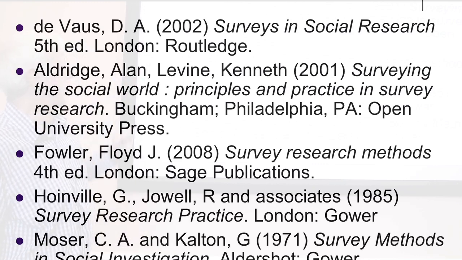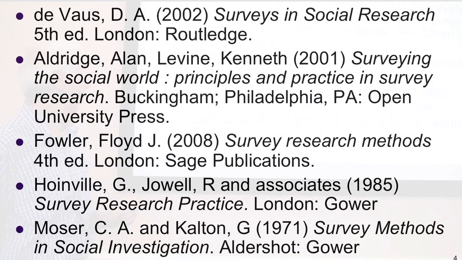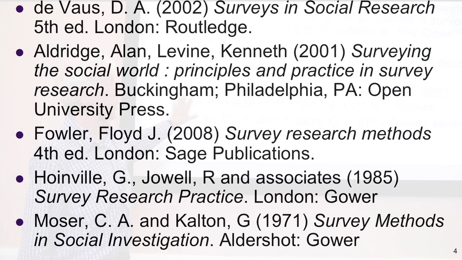The Aldridge one is a slimmer volume from the Open University Press. Floyd Fowler is Sage's entry into this market, another heavyweight book. At the bottom I put in there really for historic reasons. I don't think these are being published anymore, but you'll find them in the library. They're there partly because they're the ones I started with when I started in this area. Moser and Kalton was the key text. You can see from the date, 71. Even the publisher no longer exists. Gower has been taken over years ago. It was republished several times, but it's often cited as a classic text in the area. So, and again, it'll be in the library and it's still being used, along with Hoinville and Jowell that came out slightly later.